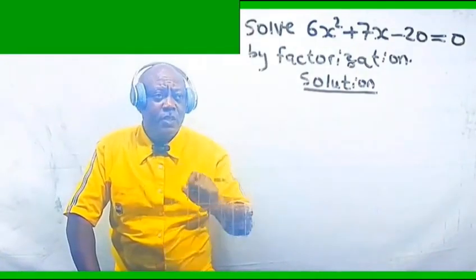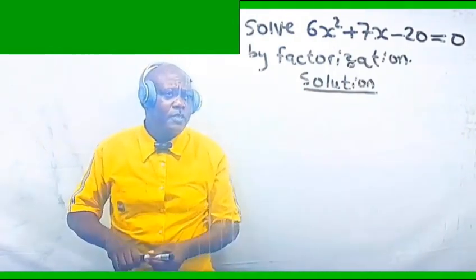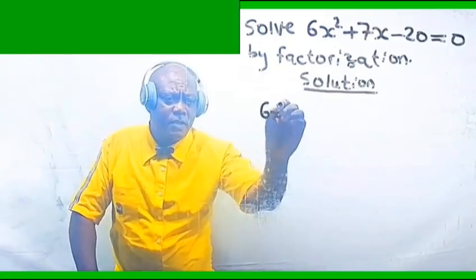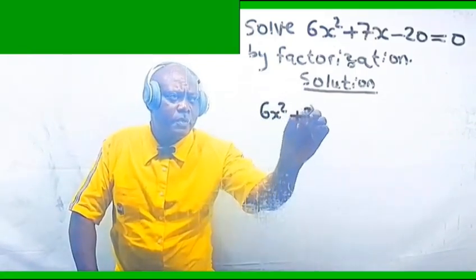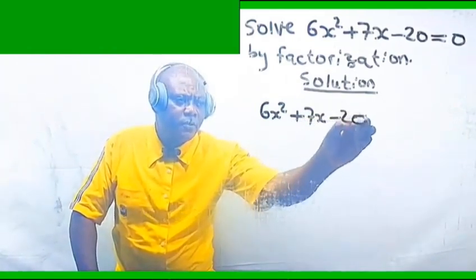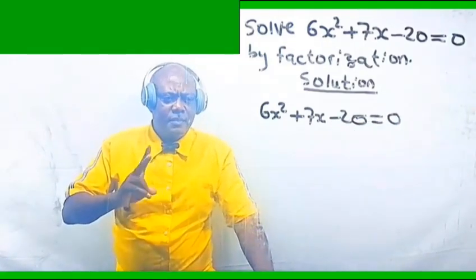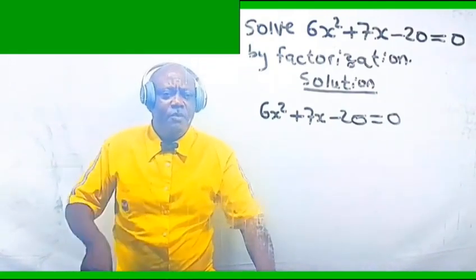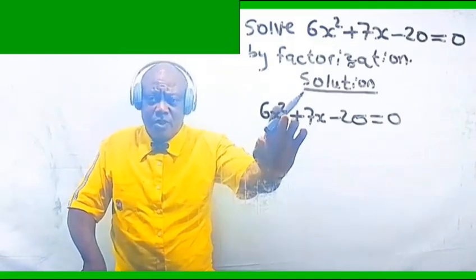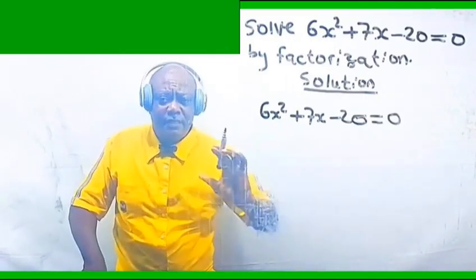We are not instructed to solve this equation by factorization. Let us do small inspection. The equation is 6x squared plus 7x minus 20 equals 0. Let's first check. This is quadratic. Yes, it's quadratic because the highest power of the variable here is 2. And it's an equation because we have a sign of equality here.